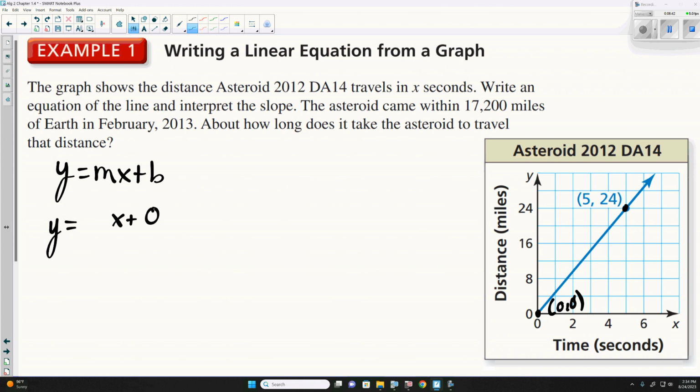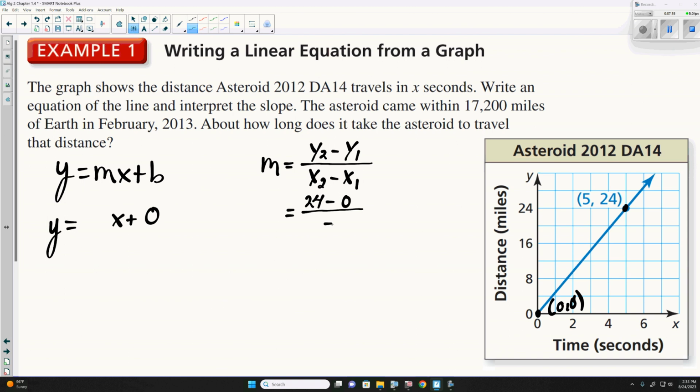Now the only other thing we need to find is the slope. y2 minus y1 over x2 minus x1. So we need to list one of the y values first. Which y value do we want to put in first? 24. Minus, what is the other y value? 0.